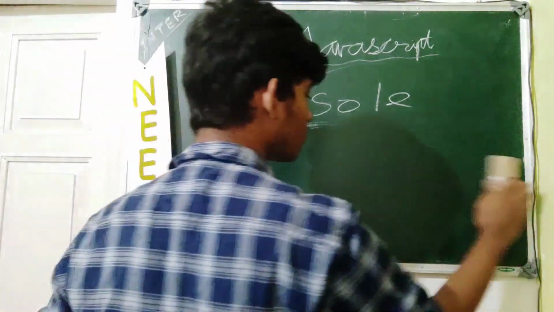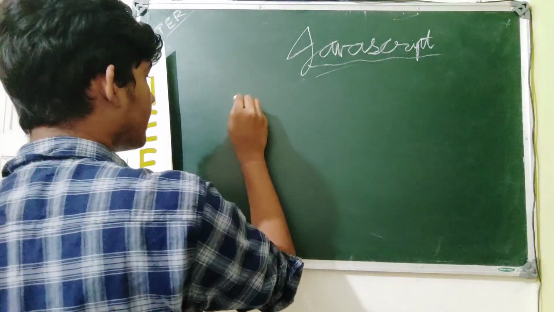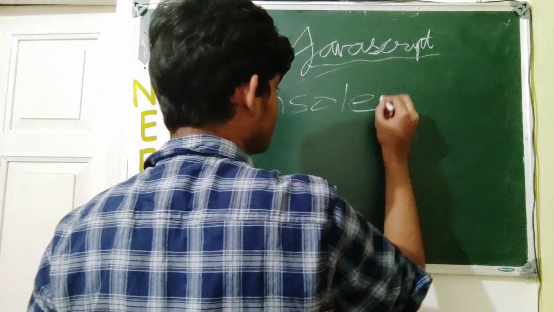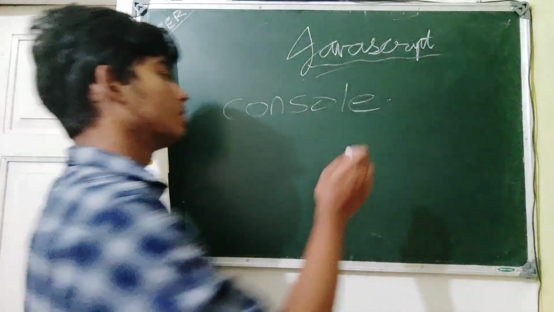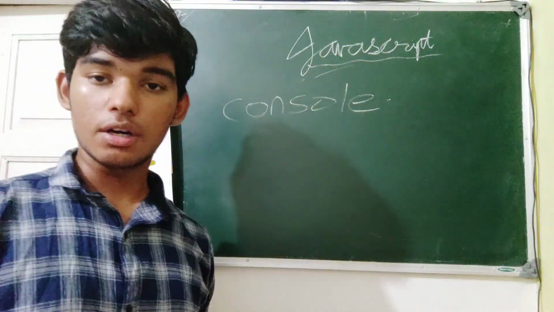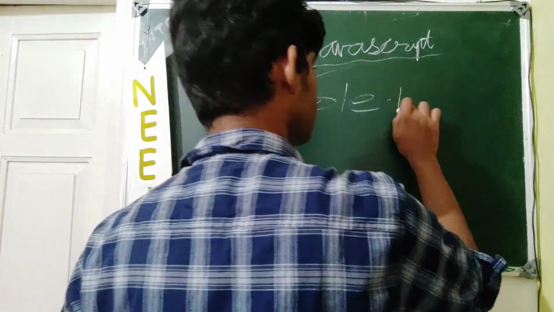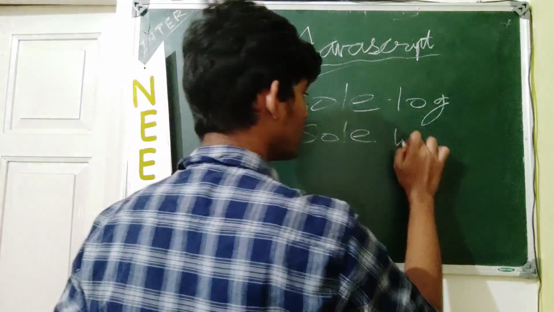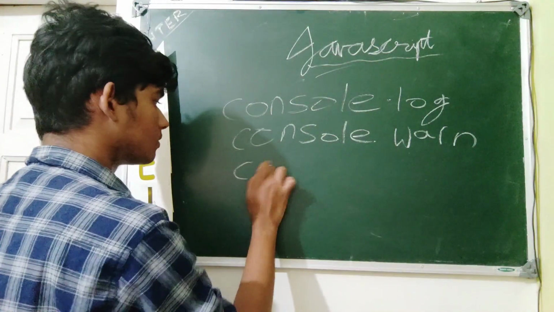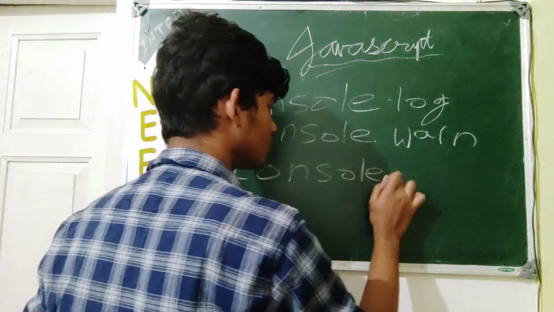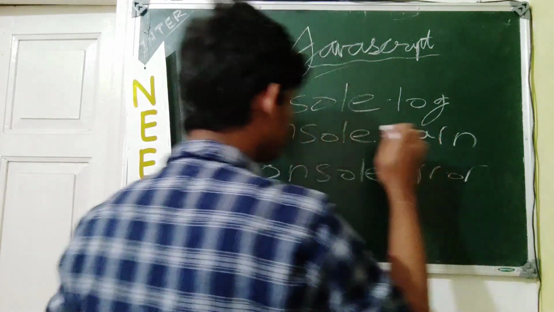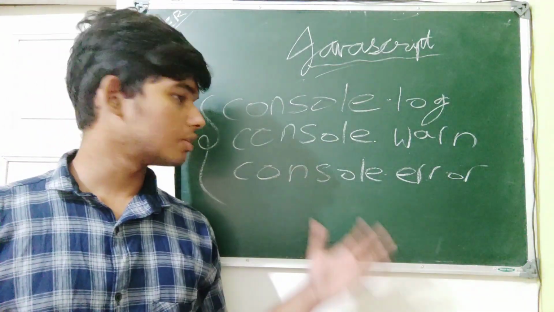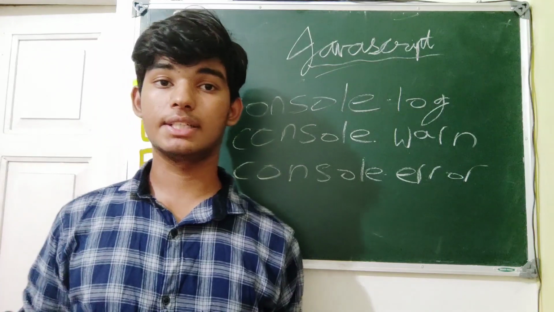Now, there are three console commands that you can use to your advantage. These three words are log, warn, and error. So console.log, console.warn, and console.error. These three can be used for giving you some suggestions or advice in the console.